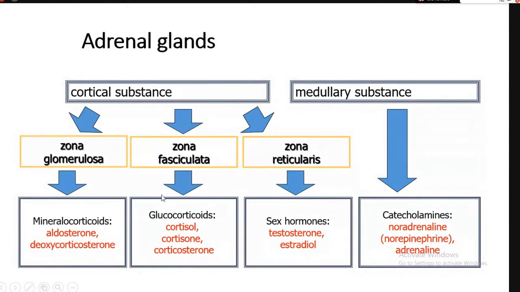Glucocorticoid. What are the names of glucocorticoids secreted from the fasciculata? Cortisol, cortisone, corticosterone. Three names. These three names I will ask. What does the zona reticularis secrete? Sex hormones: testosterone, estradiol. You have to know. This figure is very important. And the medullary substance: catecholamines. What are catecholamines? Noradrenaline, norepinephrine, or adrenaline. You should make this diagram in your notebook, at least the names of the hormones. Each and every person should know this at least.